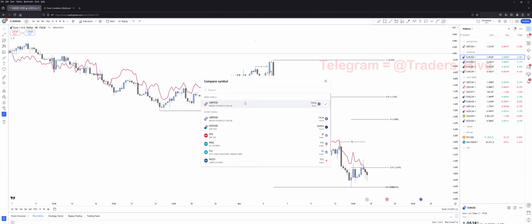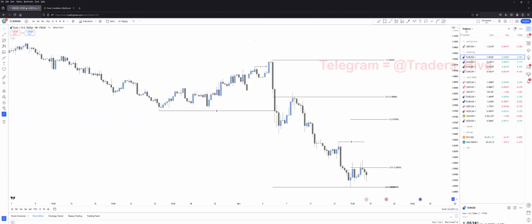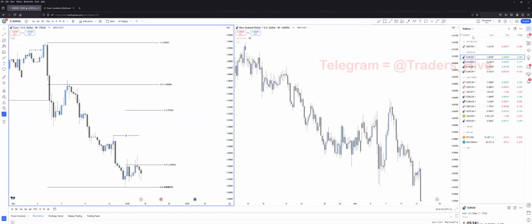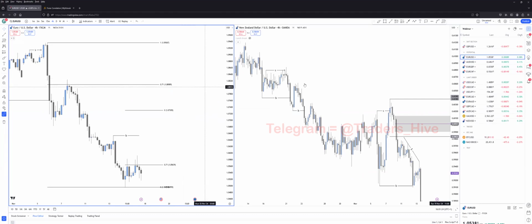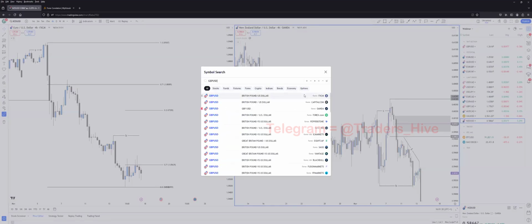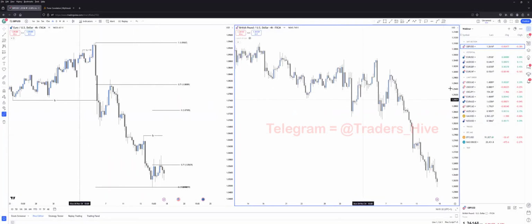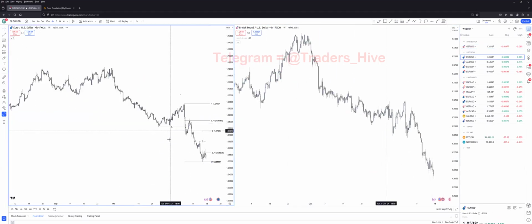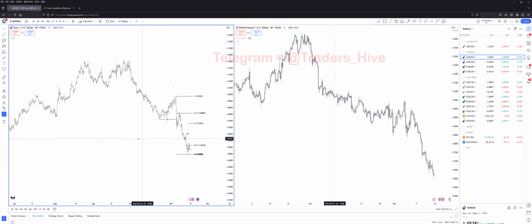And the second method you can use is simply clicking here on this little box icon, the layout setup. You click on it, you choose the second one, and now you can measure two pairs next to each other. Here is the Euro US dollar, here is the GBP US dollar, and now you can see what both of the pairs are doing. If I zoom out, you will see that we can spot the exact same movements on these two pairs.